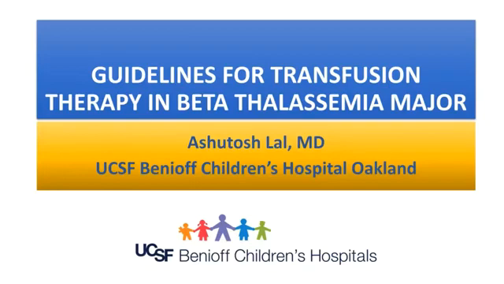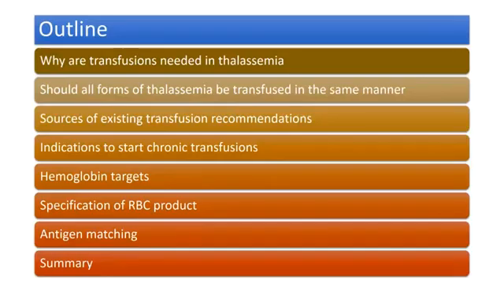Thank you, Dr. Lachinsky. So in the next several slides, I will highlight some of the current thinking and recommendations of transfusion therapy in thalassemia major. Some of the topics that I'm going to be covering are: why transfusions are needed, should all forms of thalassemia be transfused identically, what are the sources of the existing transfusion recommendations, what are the indications to start chronic transfusions, what hemoglobin targets to maintain, what should be the specifications of the RBC product, what are the antigen matching recommendations, and then I'll have a summary slide at the end of it.